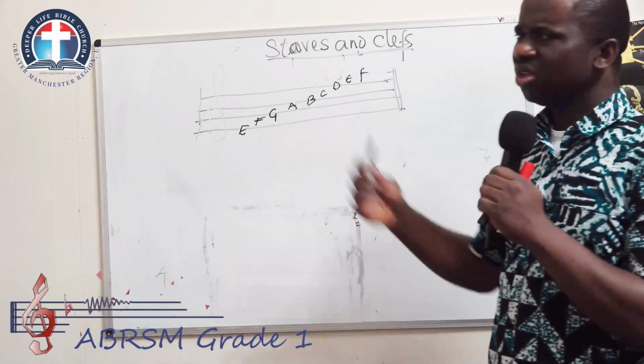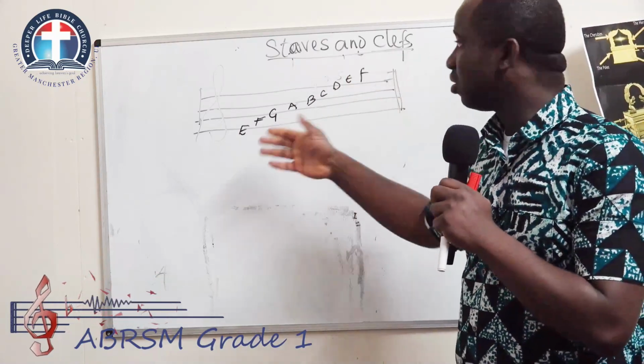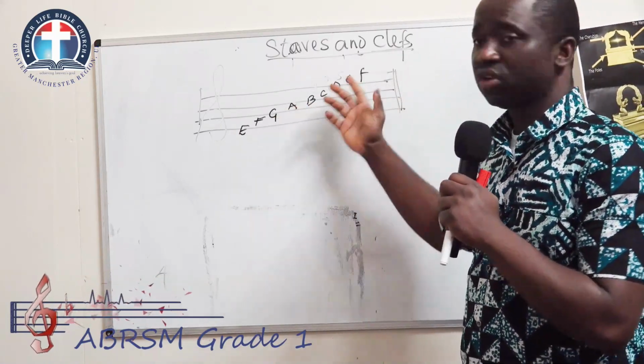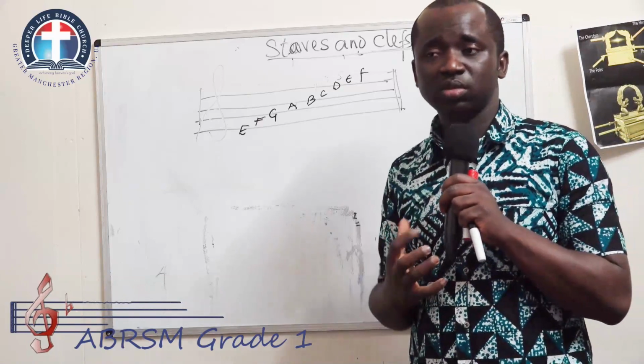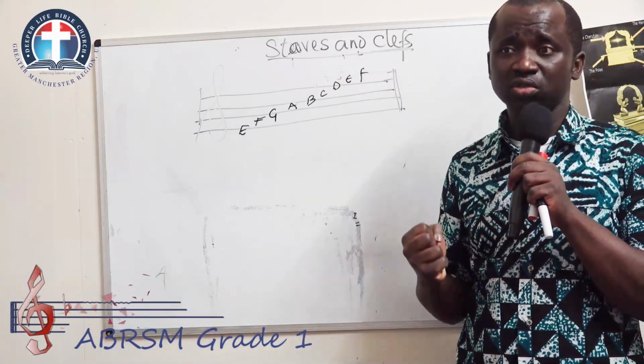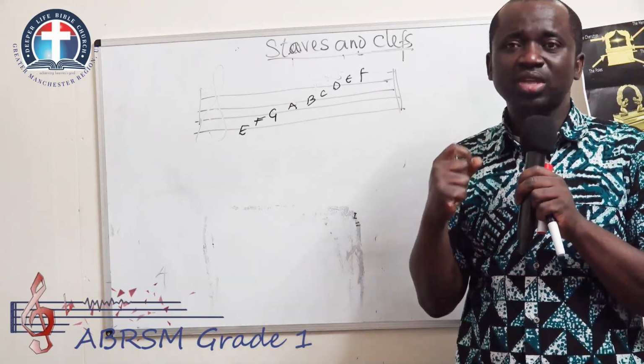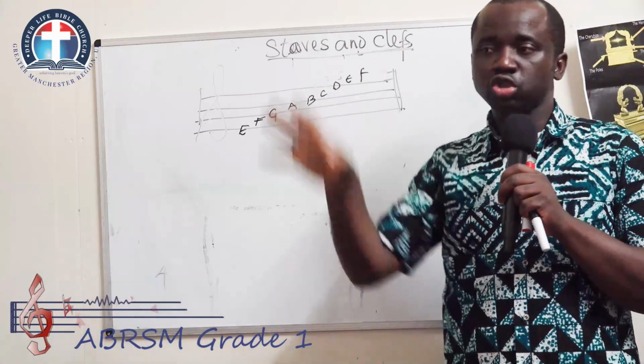So you know the acronyms for your lines: Every Good Boy Deserves Favour. And FACE for your spaces. So you have these acronyms at the back of your hand. You will need them when you start doing construction of major scales to know which one is line G. In fact, when you get to the exam, that's part of the thing you should write down on your plain sheet.